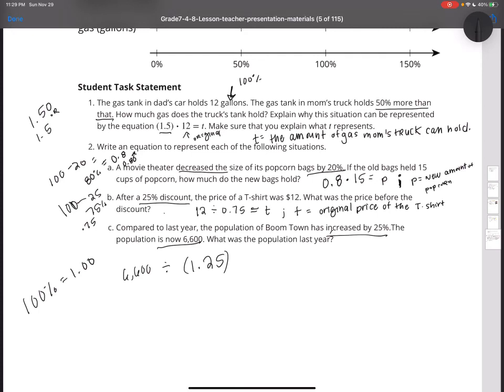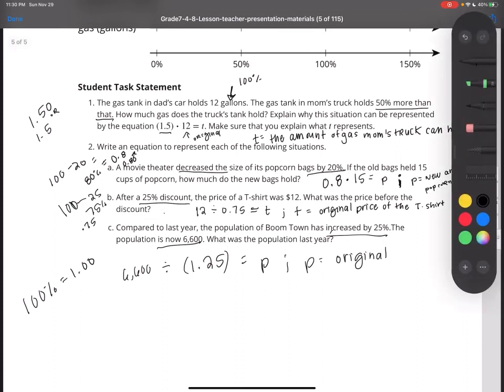And we could use P for population. We could say P is equal to the original population from last year.